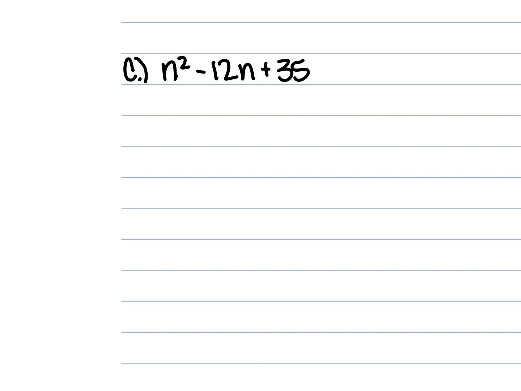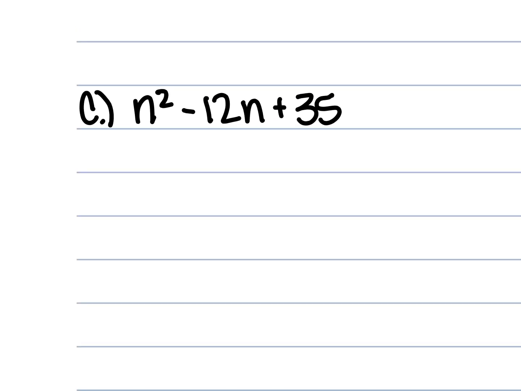Jump down to C. Okay, what do I always start with? A, B, and C. What is A? No, 1. Who said 2? David said 2. What is B? -12. And C? 35. Here we go.